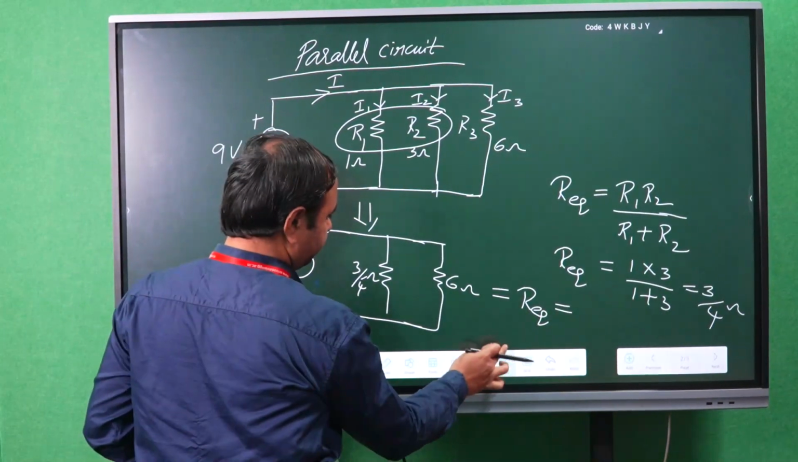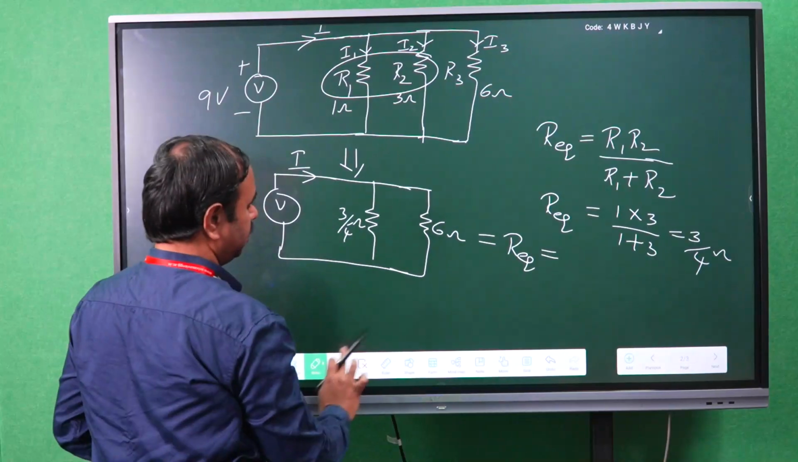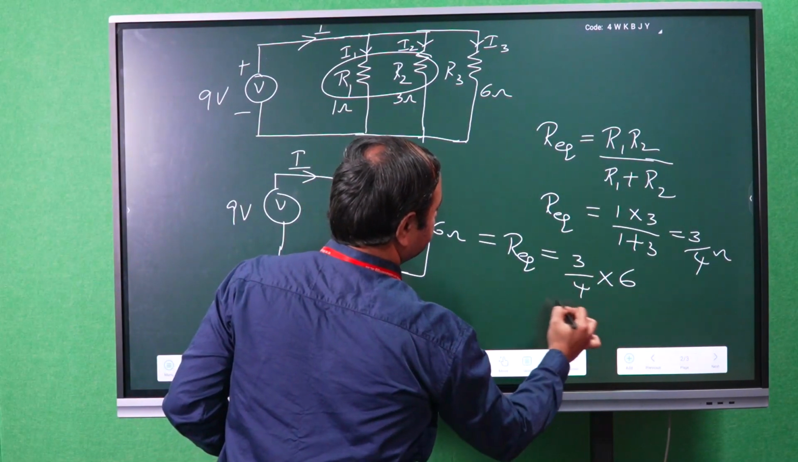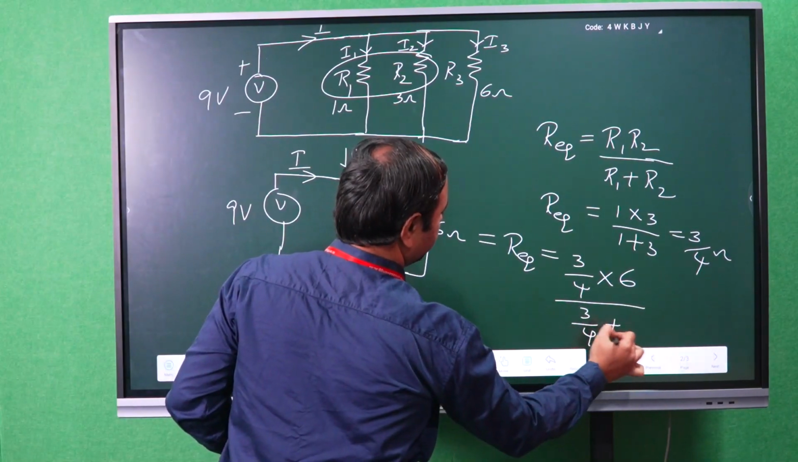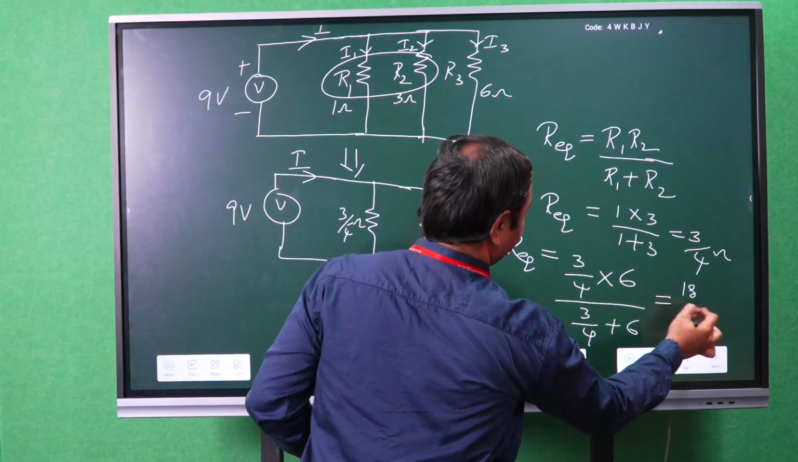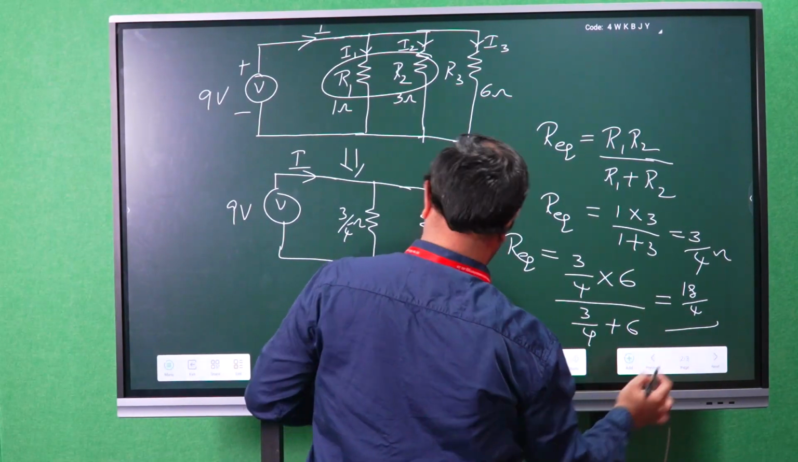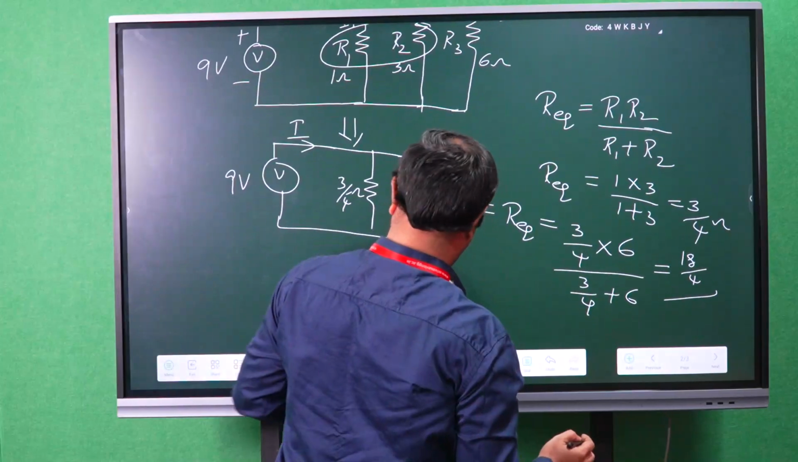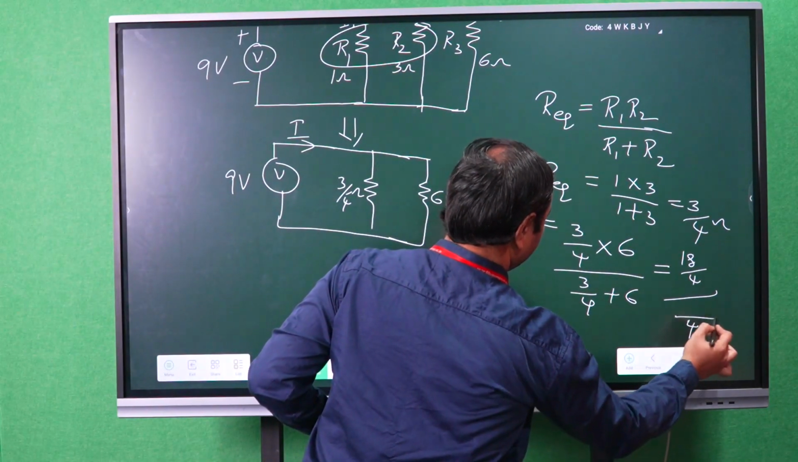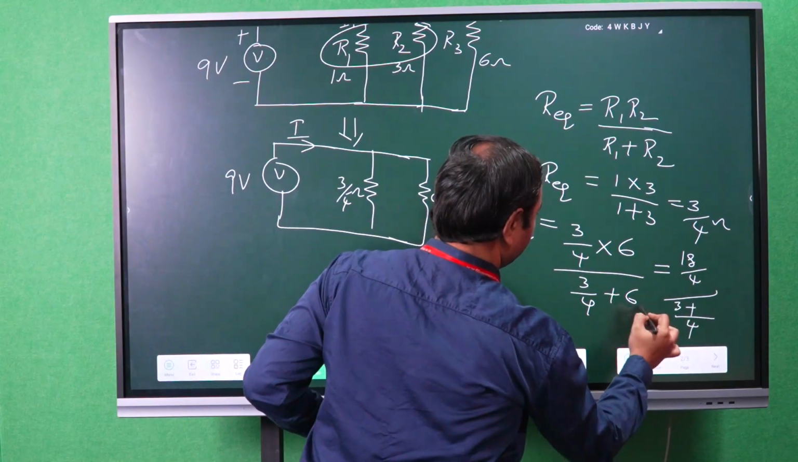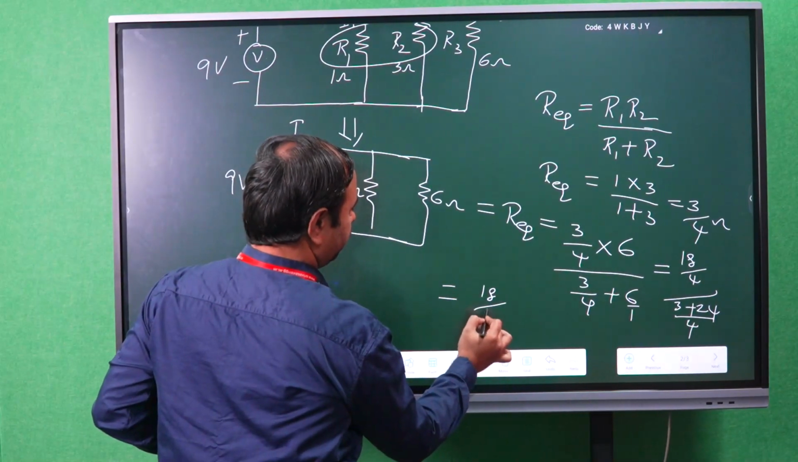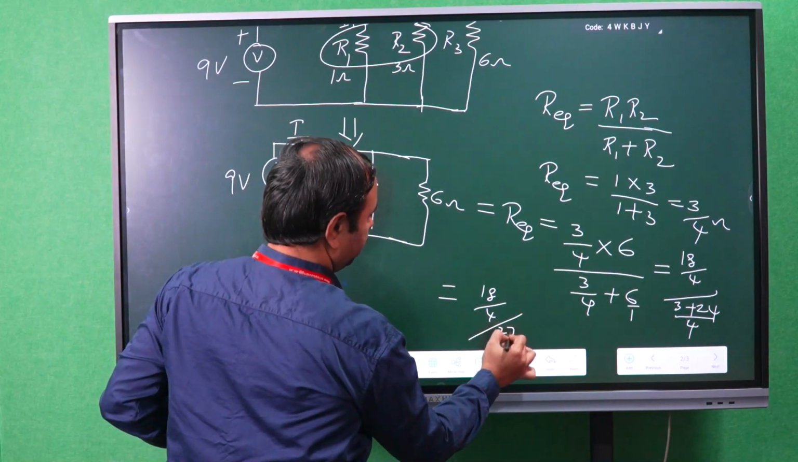Therefore, 3 by 4 into 6 by 3 by 4 plus 6. It is 18 by 4, and here if you take 3 and 1 4 is 24, so it becomes 18 by 4 by 27 by 4.